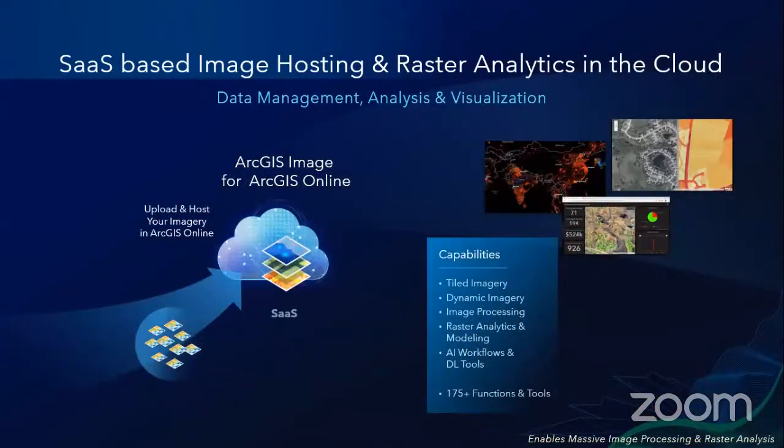So what is ArcGIS Image for ArcGIS Online? This is a software as a service solution produced by Esri, whereby you are able to host, stream, and analyze your imagery and raster content in the cloud. So let's talk about why this product could be important for your organization.